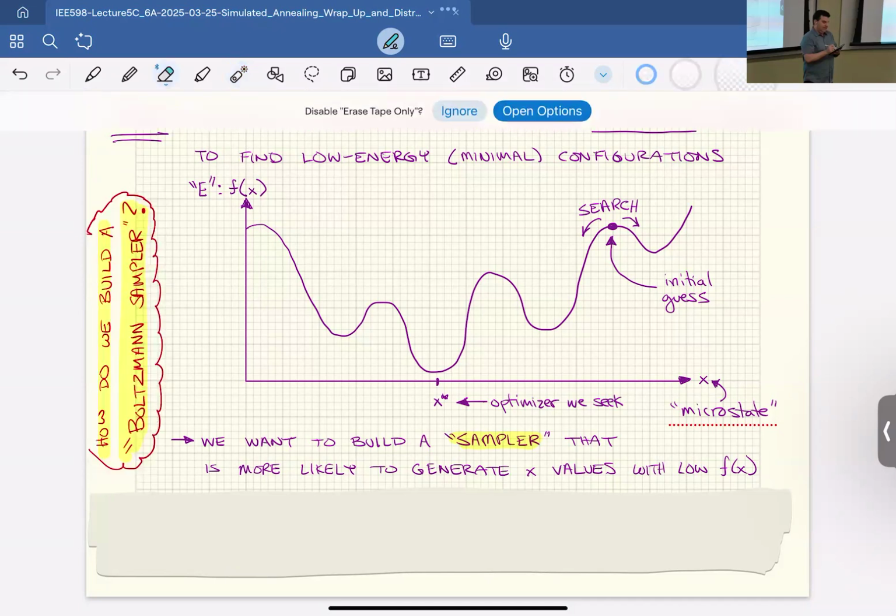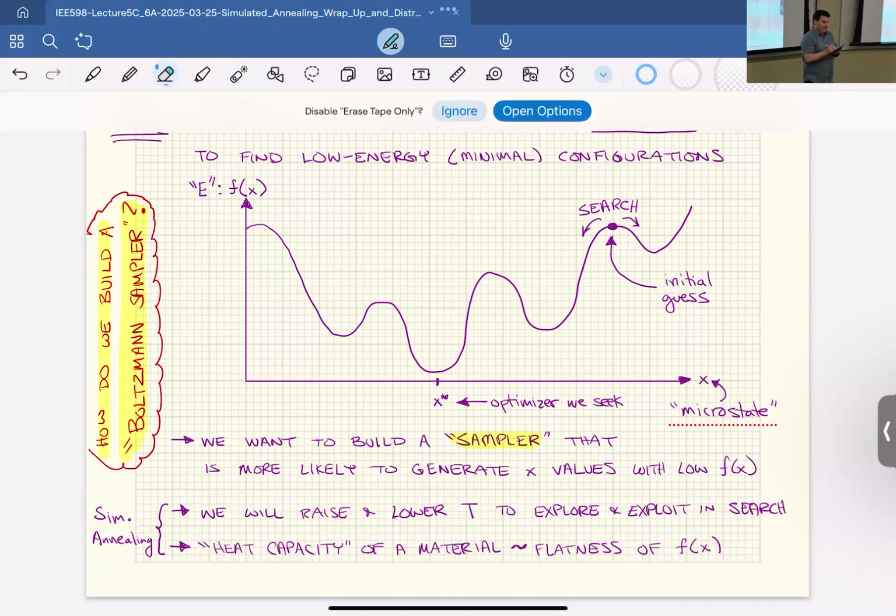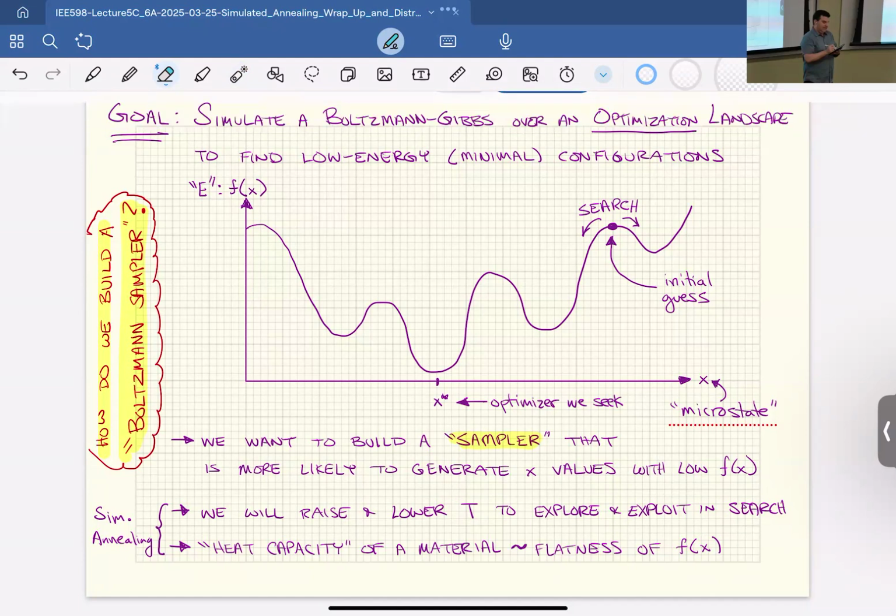So how do we build this Boltzmann sampler? Once we have that Boltzmann sampler, then we can play with this temperature to actually build our optimization metaheuristic. All right, so that's the goal here. This is what we need to do, is to build this sampler.